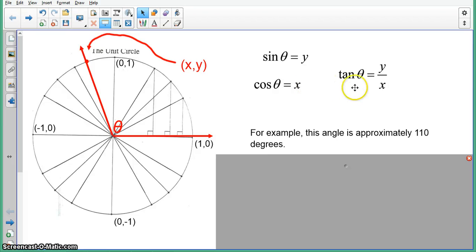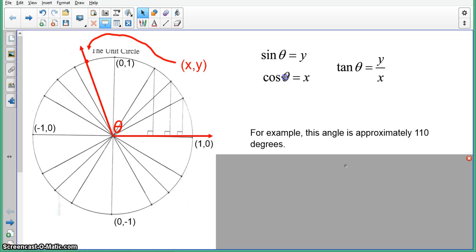We're going to jump right in here. These are the three definitions of sine, cosine, and tangent, where the angle is here in red. X and Y are the coordinates of the point on the unit circle. So X is a little bit to the left, Y is almost all the way up to 1 for this particular picture. Alright, sine is Y, cosine is X, tangent is Y over X.